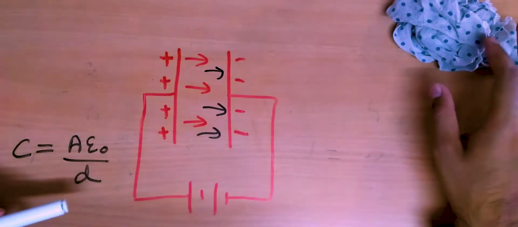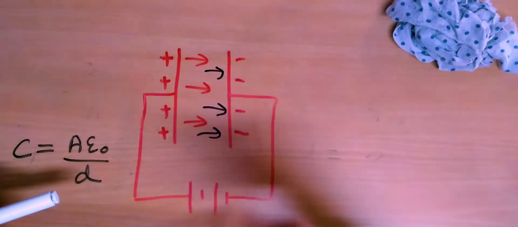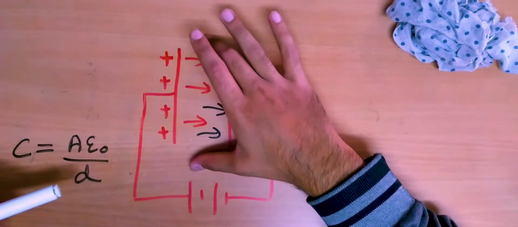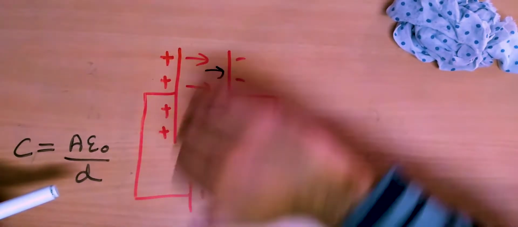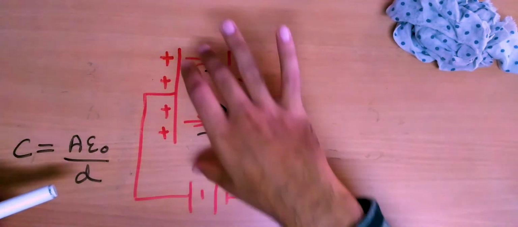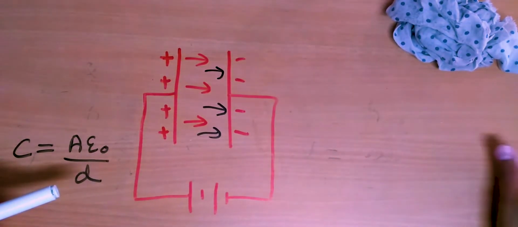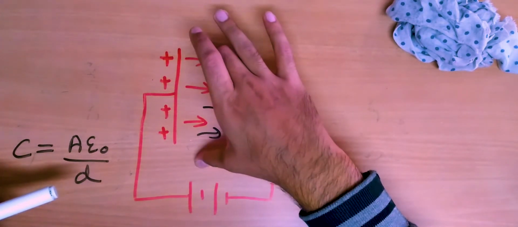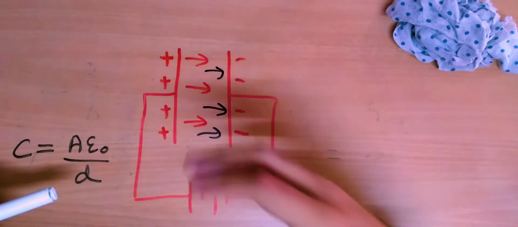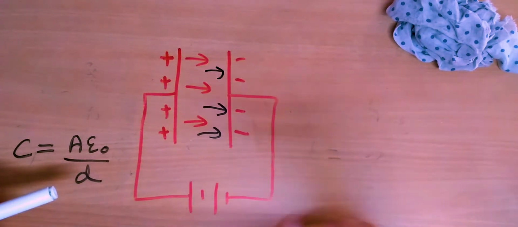Finally, what is this epsilon naught? Well, epsilon naught is the permittivity of free space. So in this particular case, I have vacuum, or I have nothing between the two plates for now. In the next videos, we'll be seeing what happens if I have something else between the two plates. But for now, we have vacuum between the two plates, and this is the permittivity of free space or permittivity of vacuum. What is permittivity?